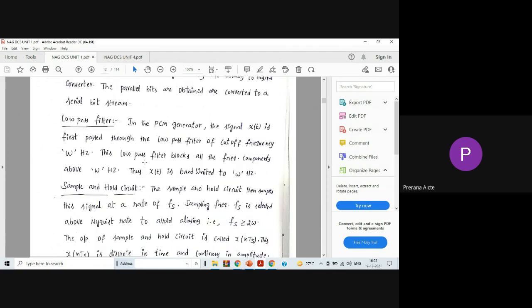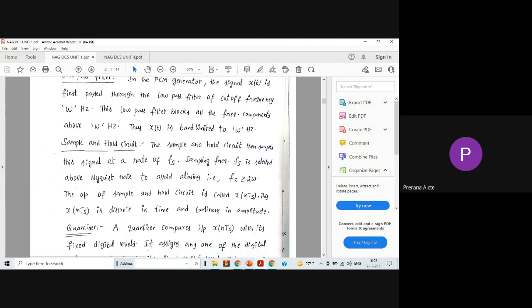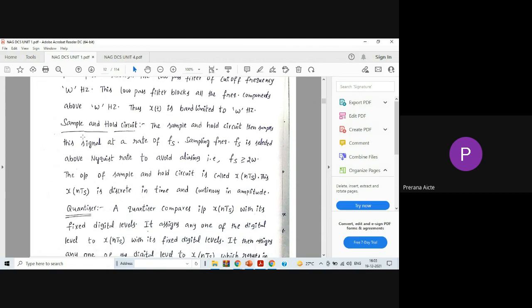So what is the first component we have taken? The low pass filter, right? The low pass filter having cutoff frequency W allows all those frequencies and attenuates the remaining frequencies. Then we apply it to the sample and hold circuit. What does the sample and hold circuit do? It samples the continuous signal at a sampling frequency Fs. The output of the sample and hold circuit is X of nTs. That is, we get a signal which is discrete in time but continuous in amplitude.